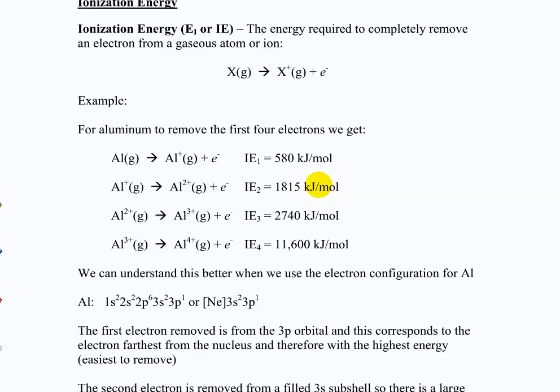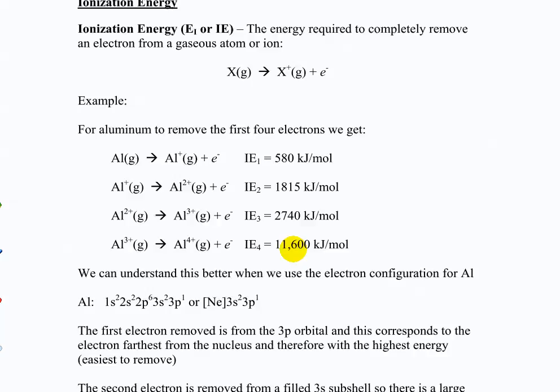What you see for aluminum is the first electron takes this much energy. The second electron takes this much energy. The third electron takes this much. And then the fourth electron all of a sudden takes a huge amount of energy. Those are big numbers, by the way, in terms of energy. That's a lot of energy.